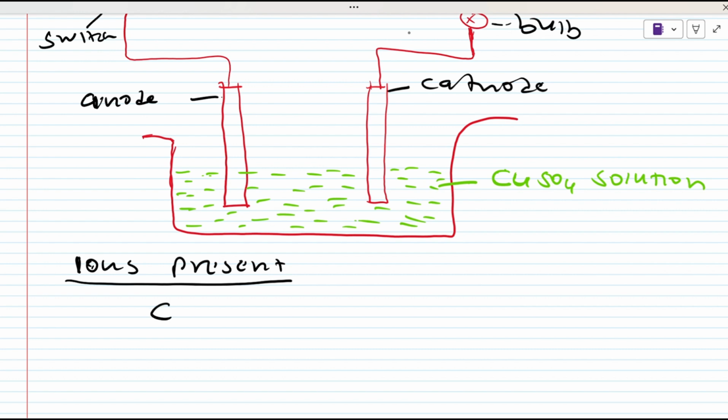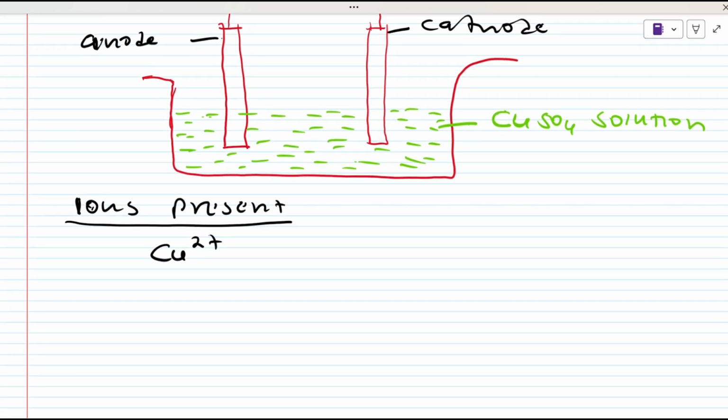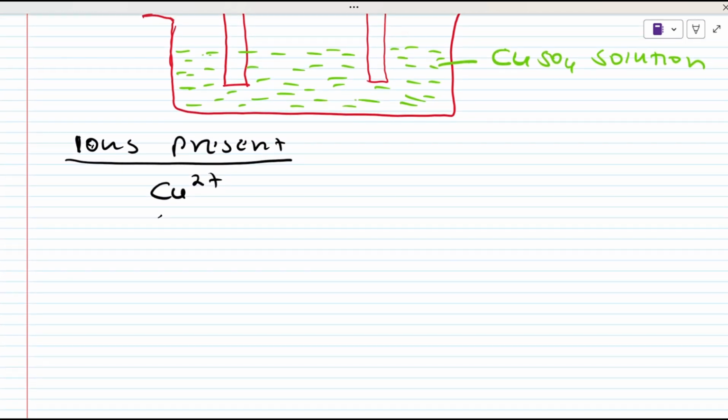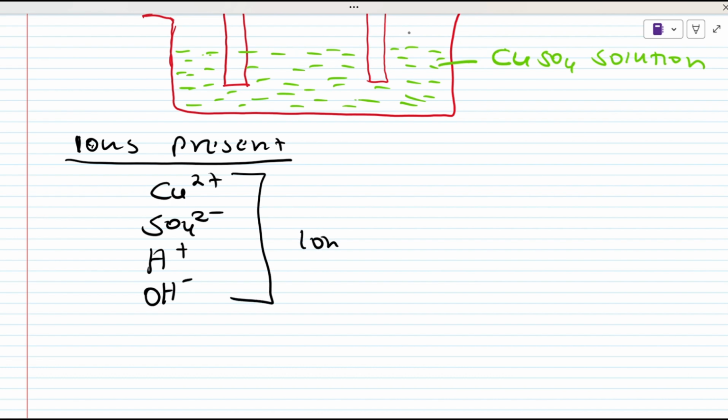So I'm going to have copper ions. I'm also going to have sulfate ions, and because of water, hydrogen ions and also hydroxide ions. All these are ions present in the electrolyte.